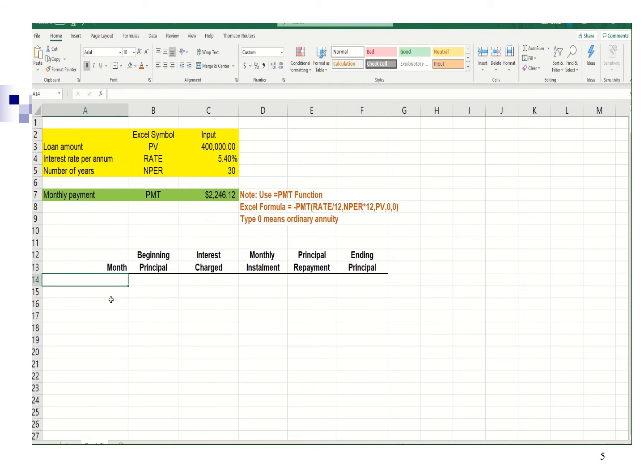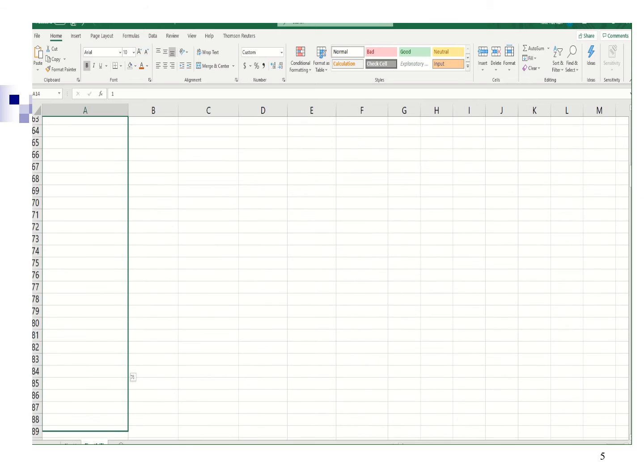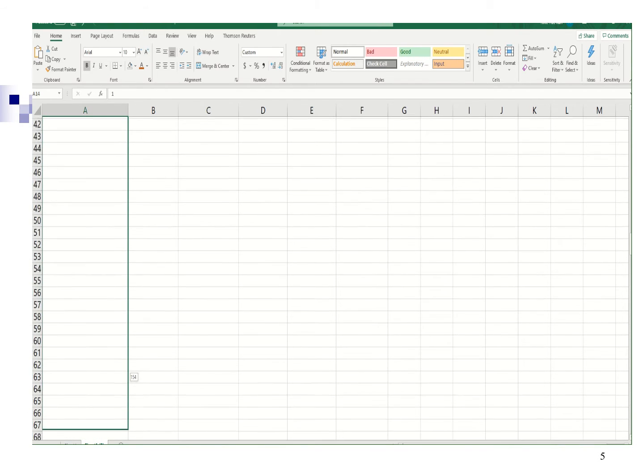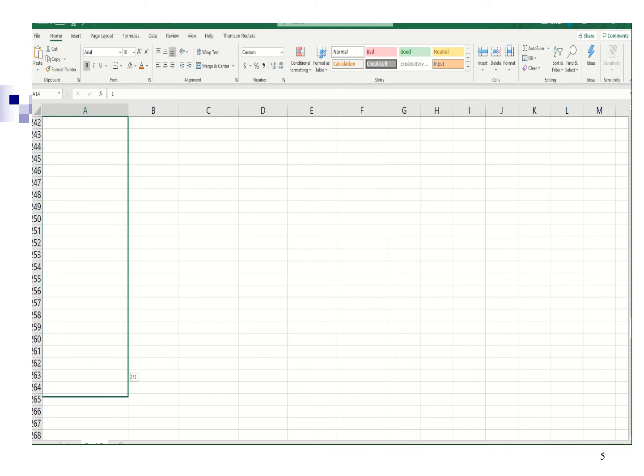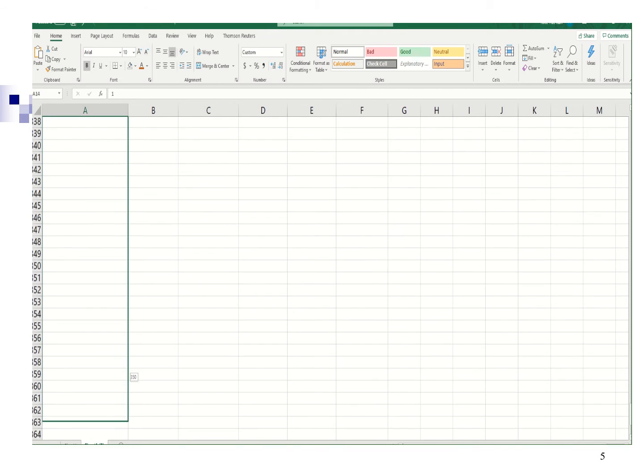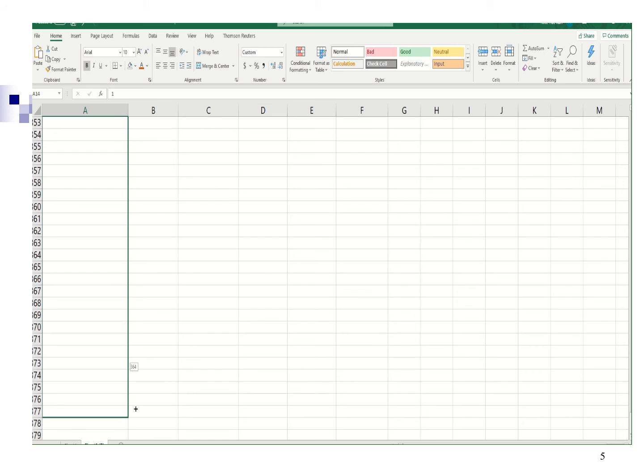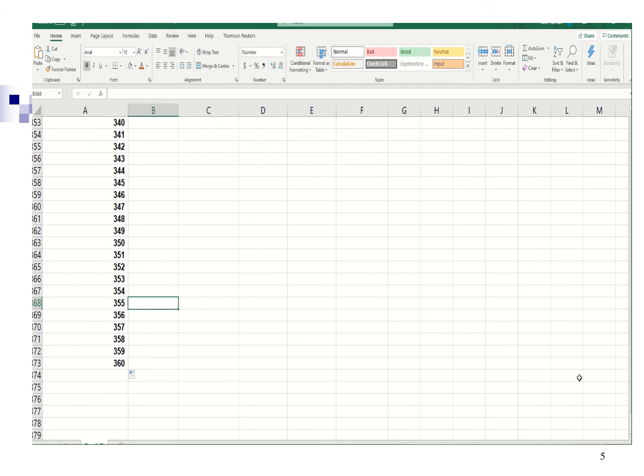Now I'm going to create the loan amortization schedule. For the month, I'm going to type 1, 2, 3. Do I need to type until 360? The answer is no. All I need to do is highlight this and drag all the way down. Excel will be able to read the sequence number and generate the number accordingly. I shall drag until 360. Up to here. Alright.